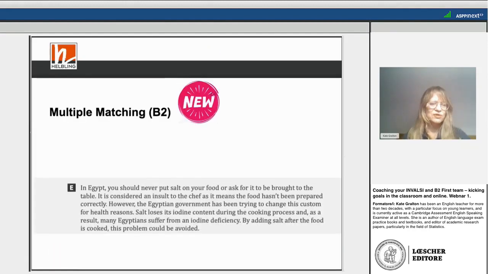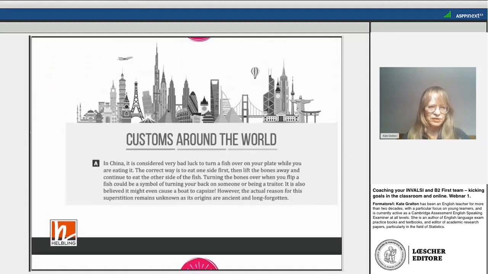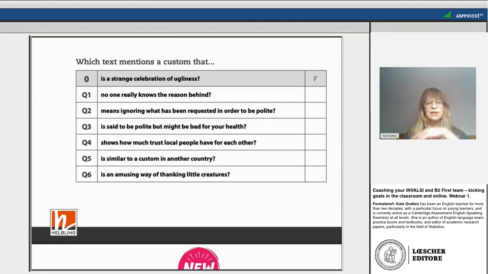So we go back to the questions, and of course they're on the same page in the book, so it's a bit easier to get around. Quickly scan through the questions, and which one do you think it is? Excellent. Yes. Question 3. It's said to be polite, but it might be bad for your health. Okay.